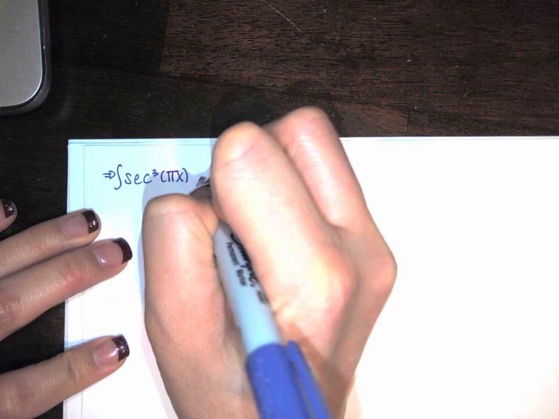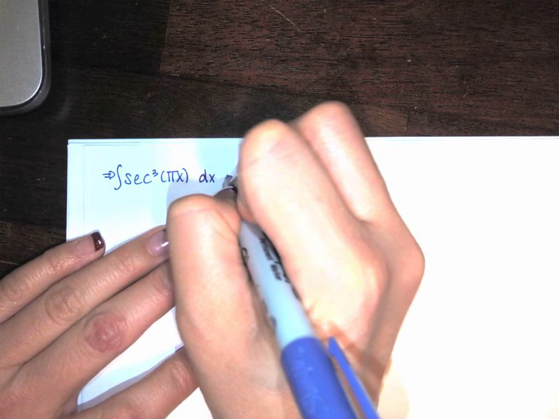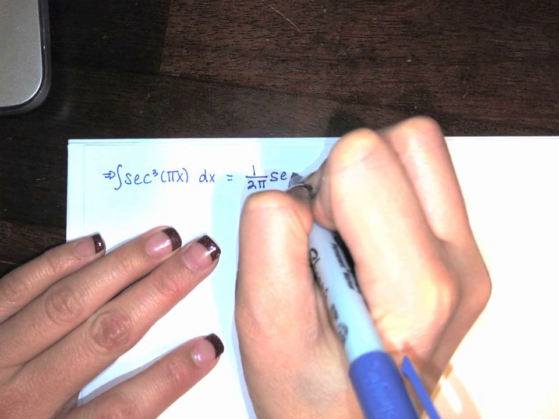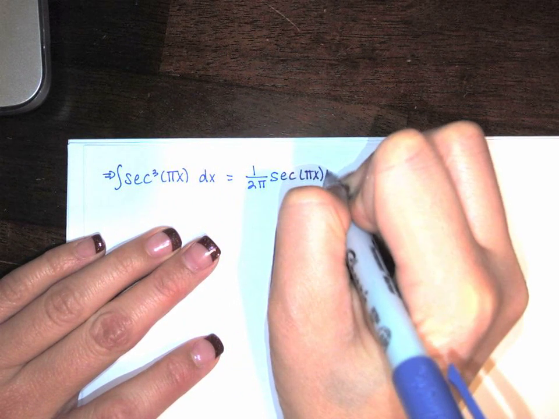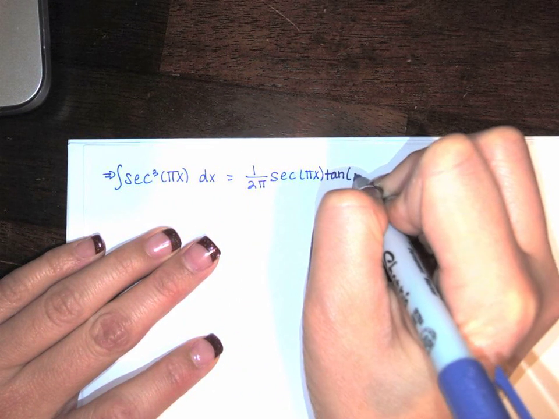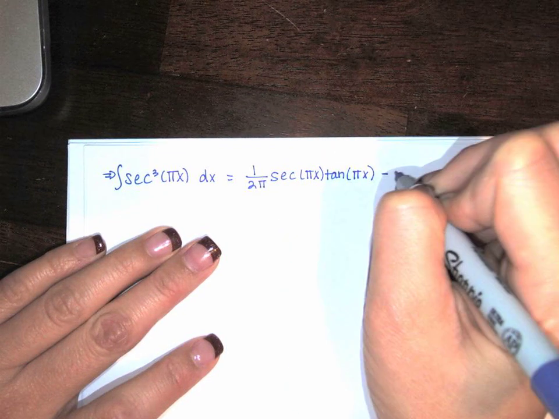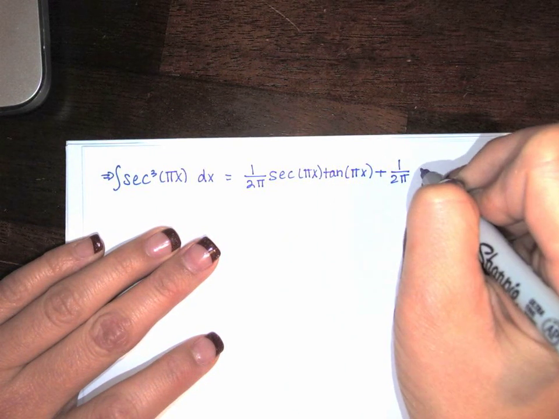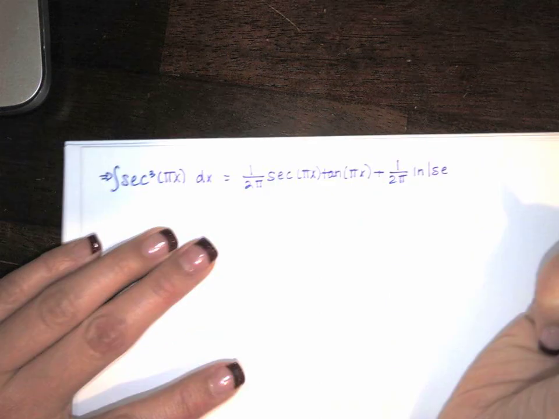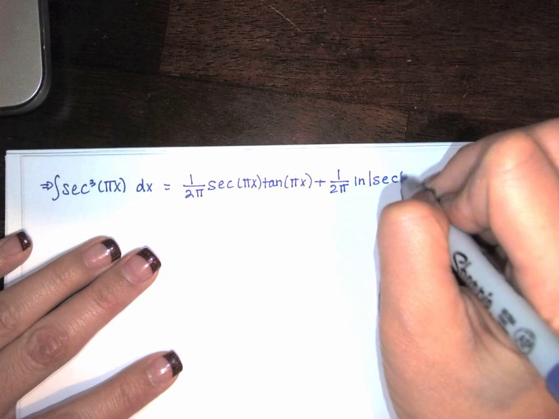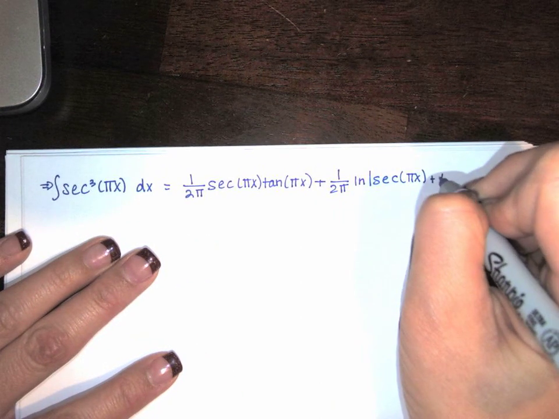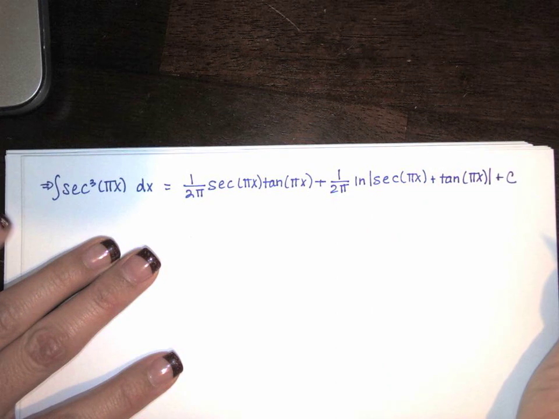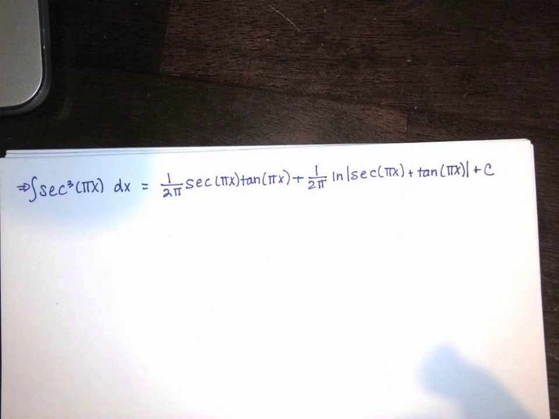the integral of secant cubed of pi x equals 1 over 2 pi times secant of pi x, tangent of pi x, plus 1 over 2 pi times natural log of the absolute value of secant of pi x plus tangent of pi x plus c. All right, that's my answer.